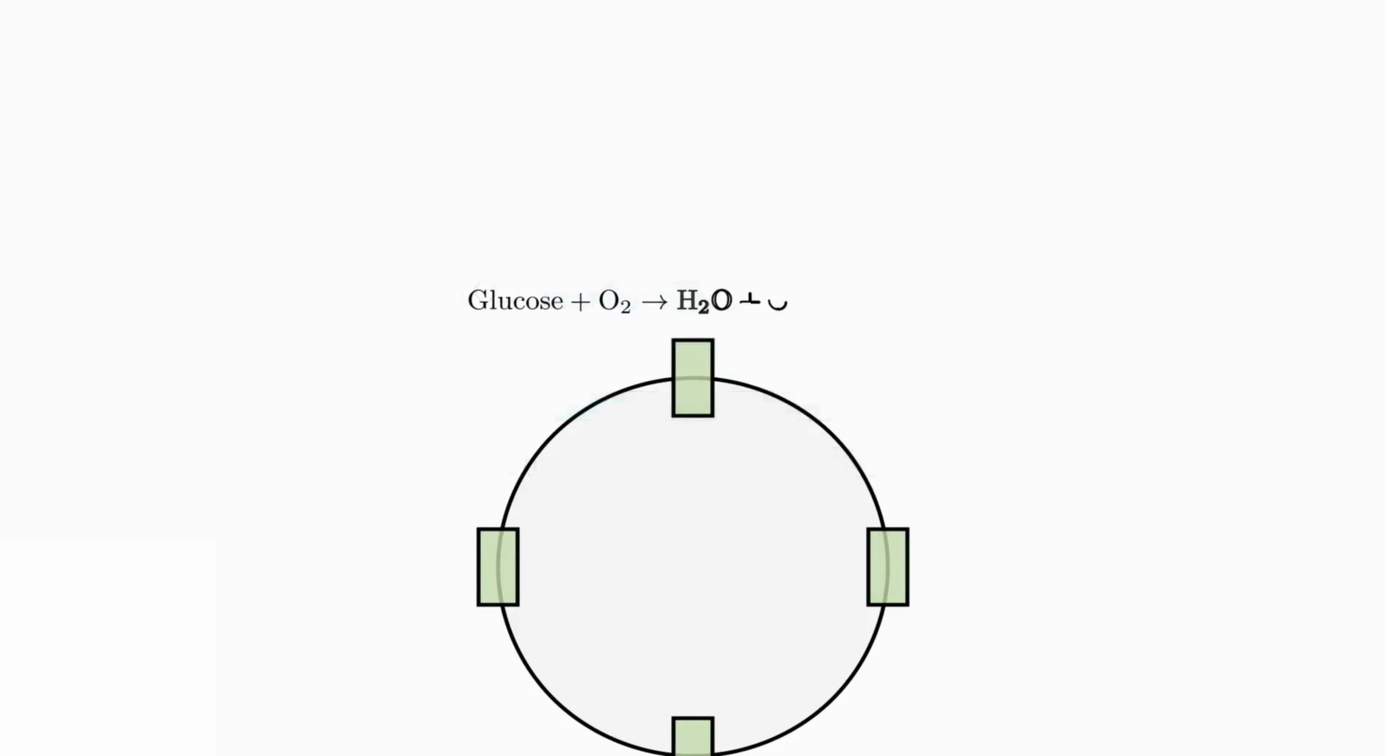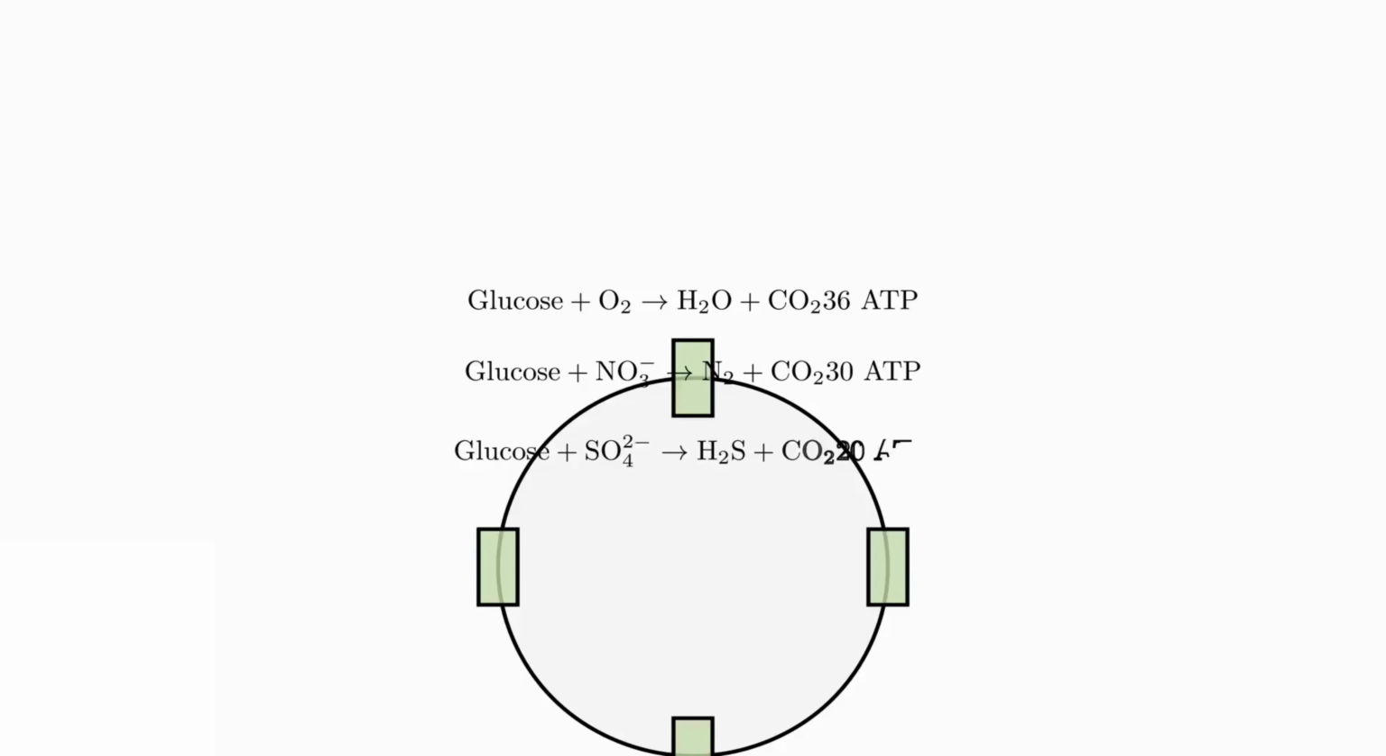Each electron acceptor pathway yields different amounts of ATP. Oxygen provides the most energy, followed by nitrate and sulfate reduction. The energy yield decreases as we move from oxygen to alternative electron acceptors, but these pathways allow organisms to survive in oxygen-poor environments.